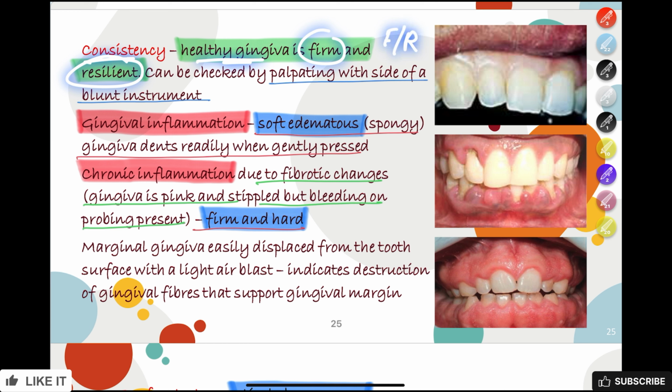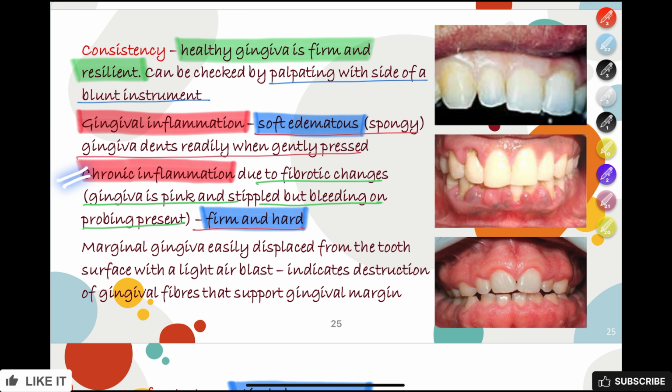Consistency of healthy gingiva is firm and resilient. Firm and resilient in normal gingiva can be checked by palpating with the side of a blunt instrument. How can we check the consistency? By the side of a blunt instrument. In the case of gingival inflammation, we can see soft, edematous, spongy gingiva that dents readily when gently pressed. As you can see, it is inflamed. So edematous appearance can be checked by any blunt instrument. We have to keep the instrument there for 10 to 15 seconds. If the gingiva gets indented, it means it is inflamed.